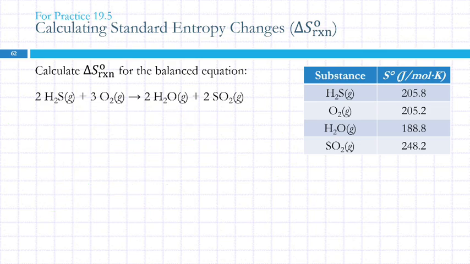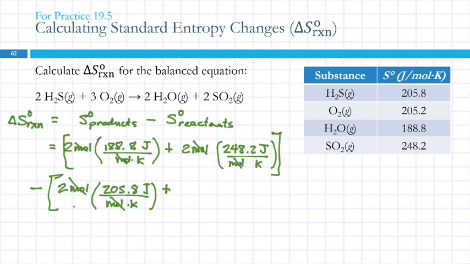Plus, what happened? So, sorry, that was a 3. 3 moles of O2. Each mole of O2 in the gas state has an entropy of 205.2 joules per mole Kelvin. Again, the moles cancel out.